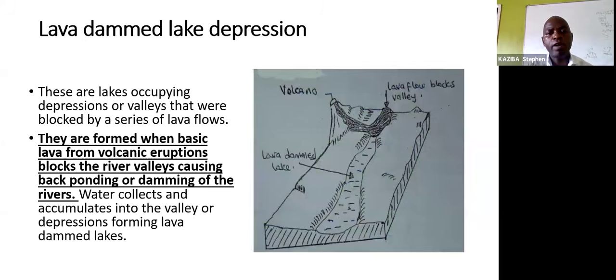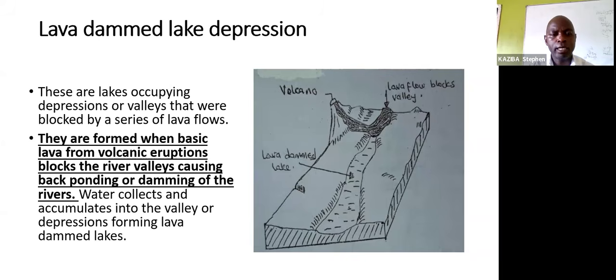Then you have the lava-dammed lake depression. I'm not talking about a lava-dammed lake here because they're interested in landforms. But if they're interested in features, then you talk about lava. If they say, account for the formation of, or examine the influence of extrusive volcanicity on the formation of different features, they bring in even the drainage features. But if they are specific on landforms, then you don't talk about those drainage features.